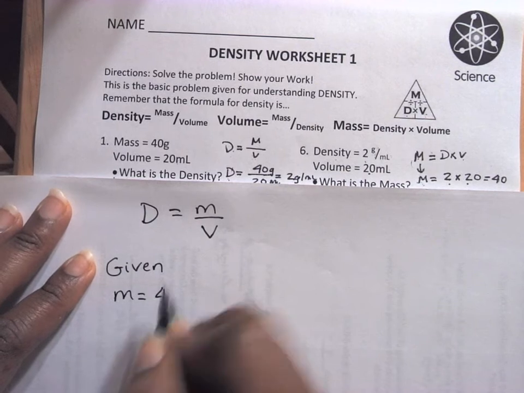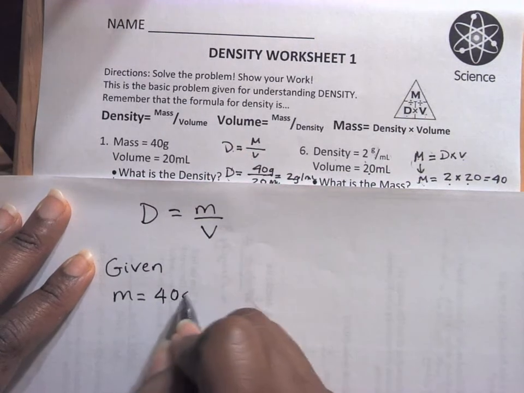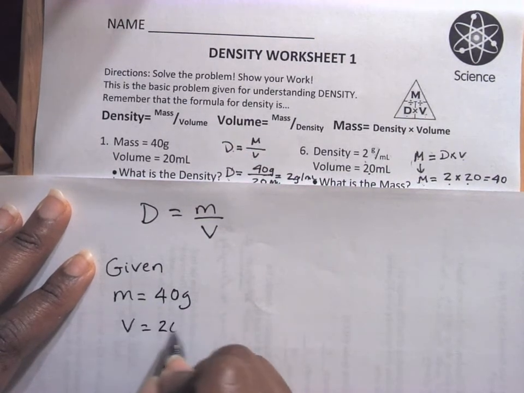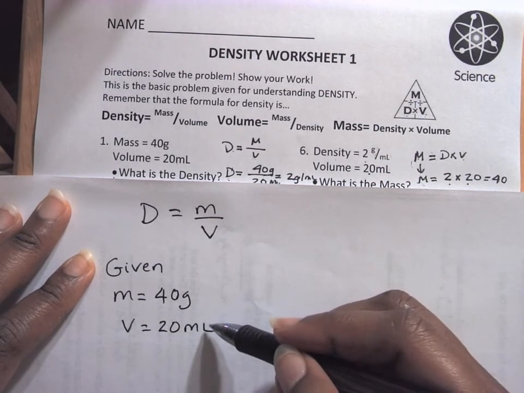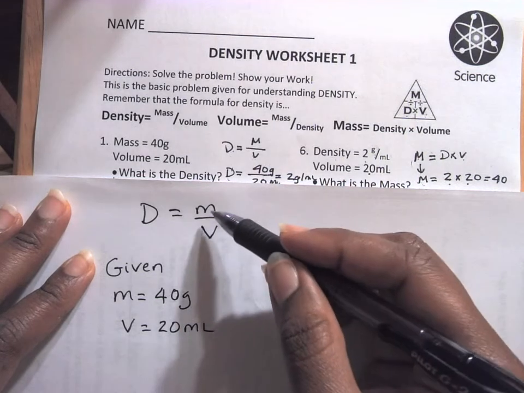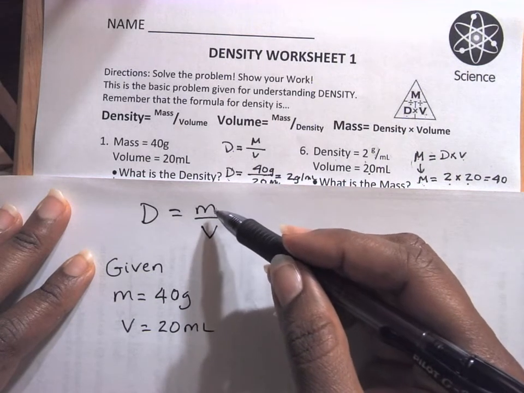I'm given mass is equal to 40 grams. I'm given volume is equal to 20 milliliters. Okay. And what I'm going to do is plug the numbers into this equation first.